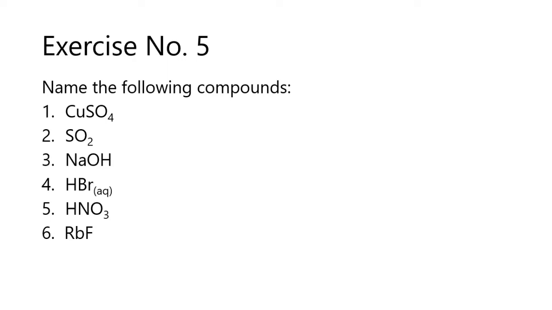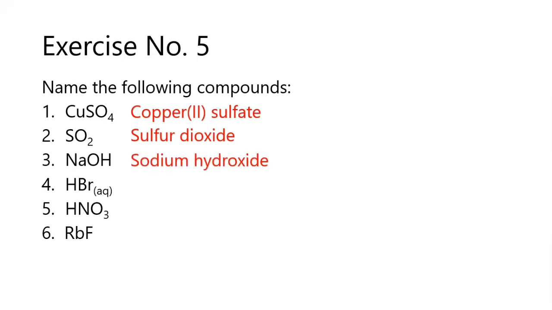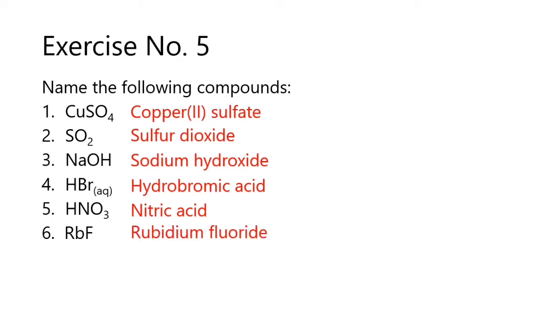Okay, number 1, CuSO4 is copper(II) sulfate or cupric sulfate. SO2 is sulfur dioxide. NaOH is sodium hydroxide. HBr(aq) is hydrobromic acid. HNO3 is nitric acid. And then lastly, RbF is rubidium fluoride.